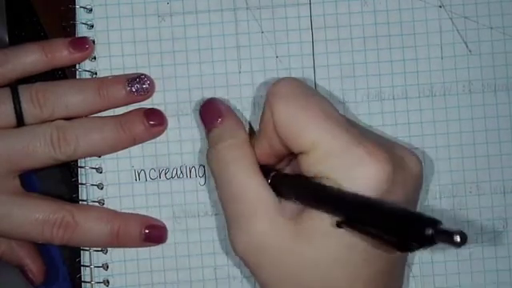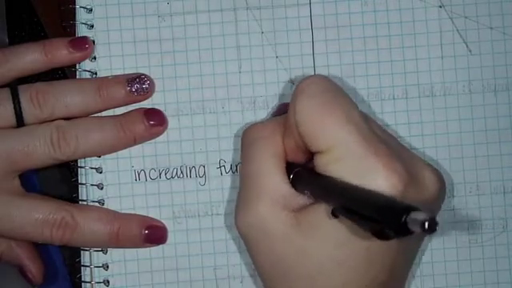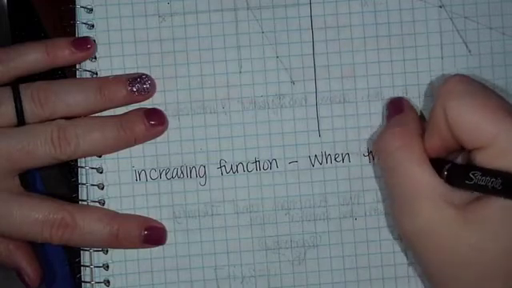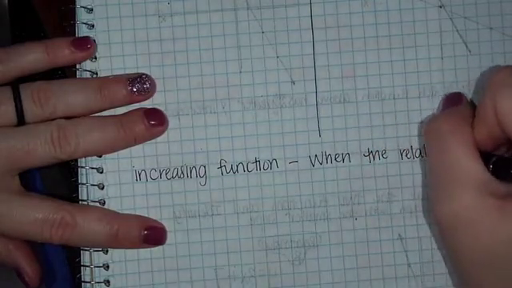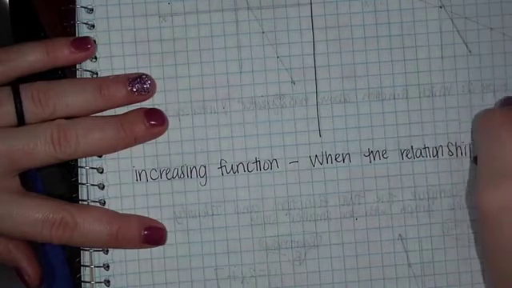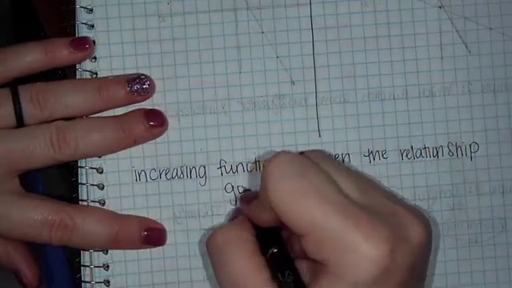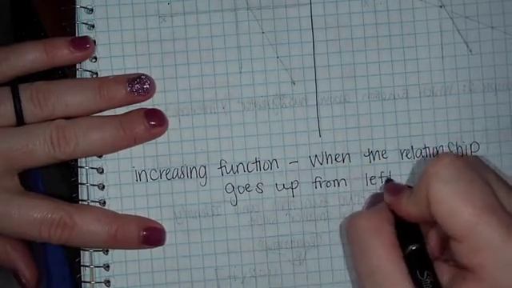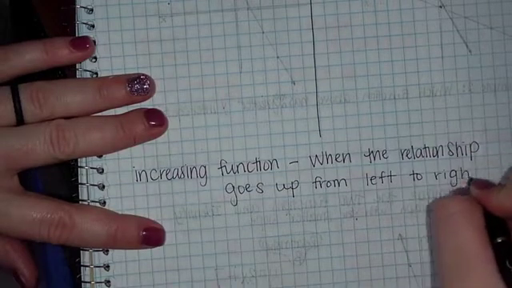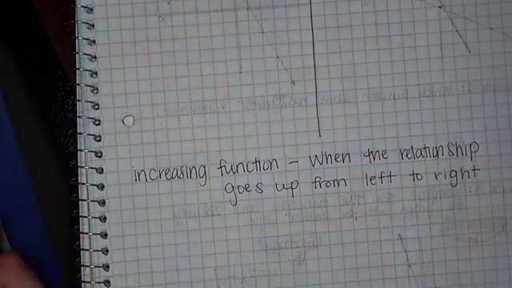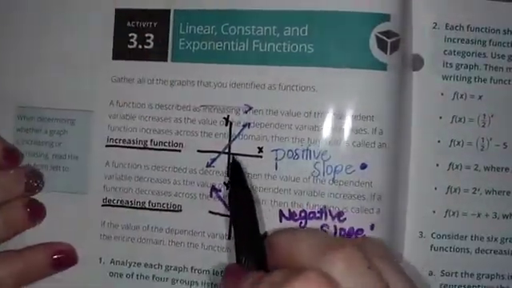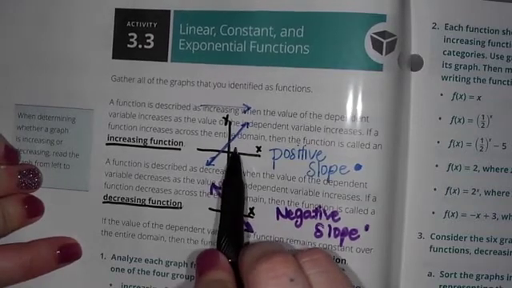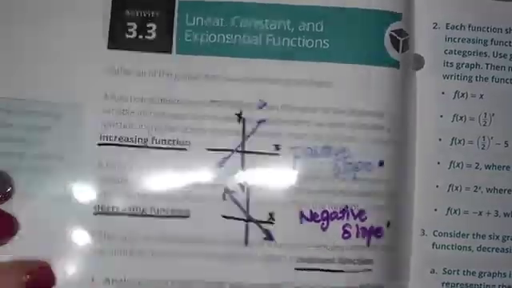increasing function when the relationship goes up from left to right. Now, if you notice on this graph, I'm also going to write it as: as the x increases, the y is also increasing. So they're both increasing together.